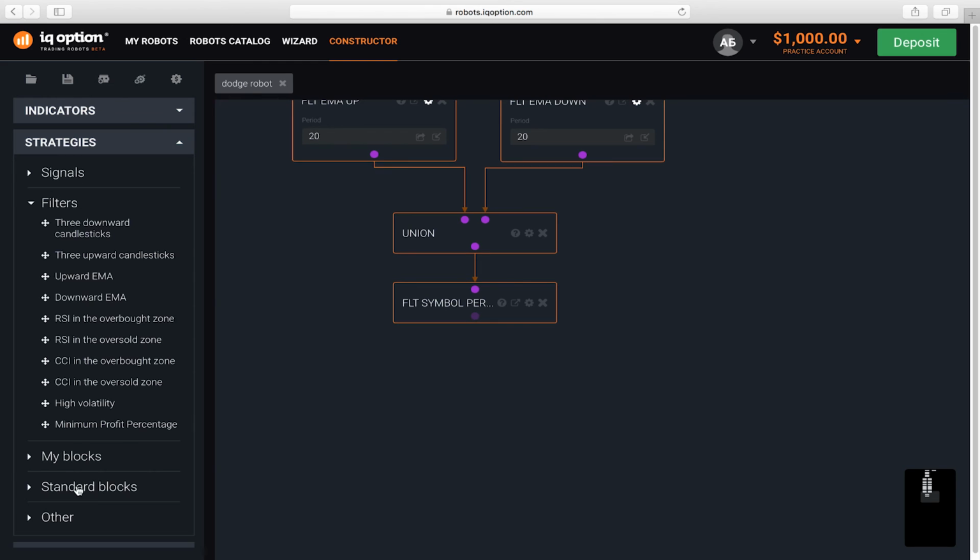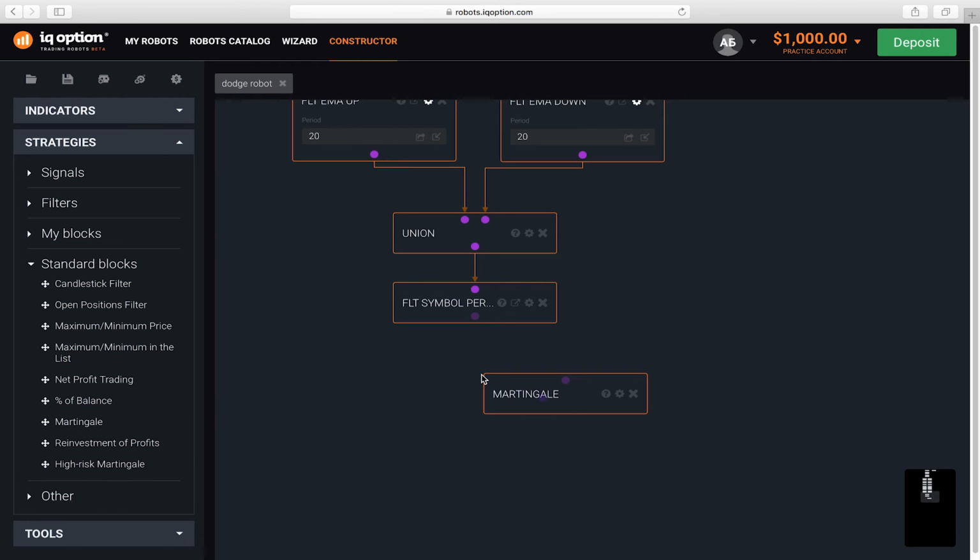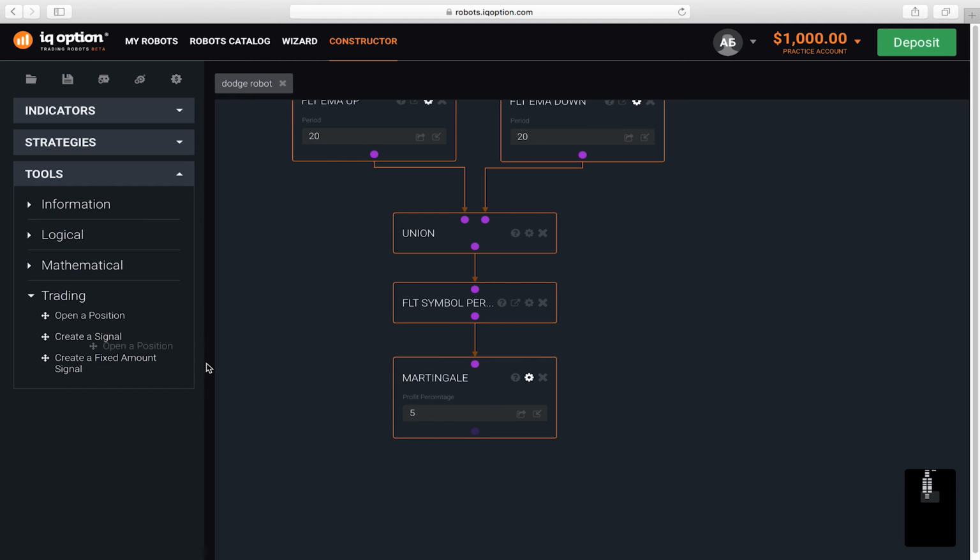Since the robot will be using the martingale strategy, add this block to the designer and set the value to 5 in the parameters. This number defines how much the profit percentage for a new transaction will cover previous losses, and add the open trade block at the end. This is the one that sends the request to complete a transaction. In other words, without this block, the robot can't trade, so it will only generate signals according to the principle described earlier.